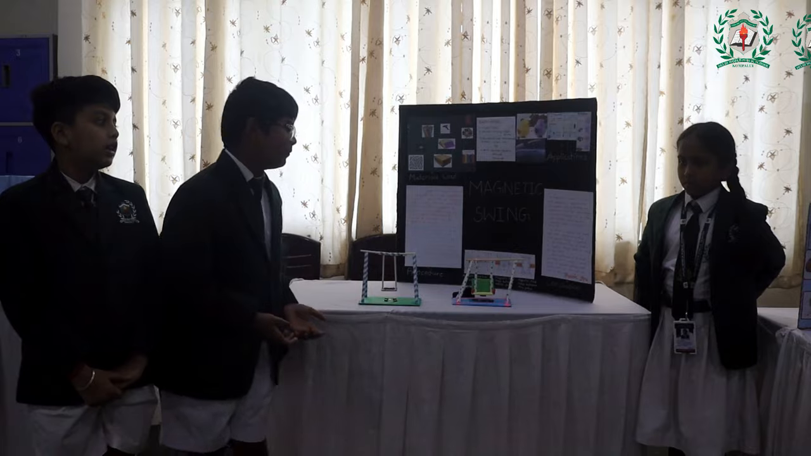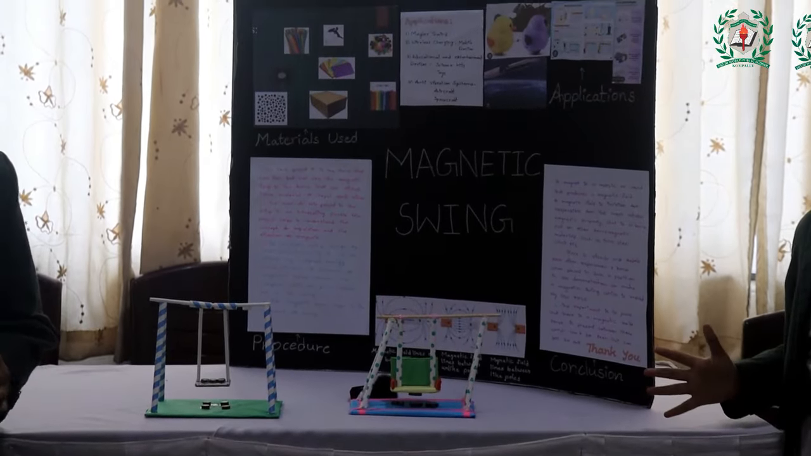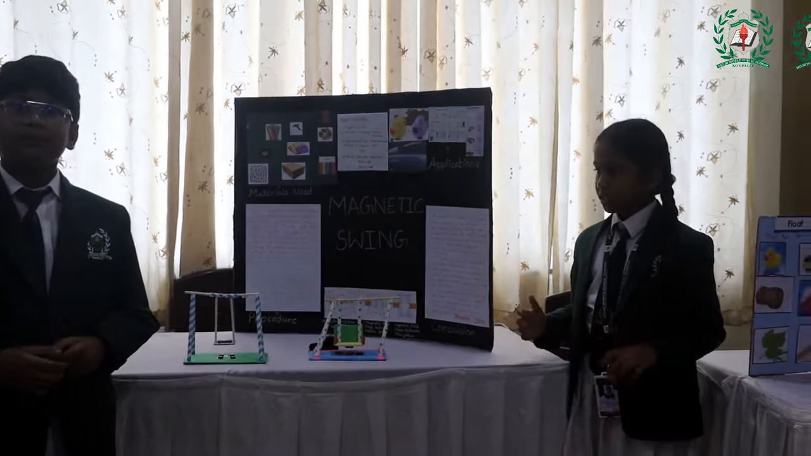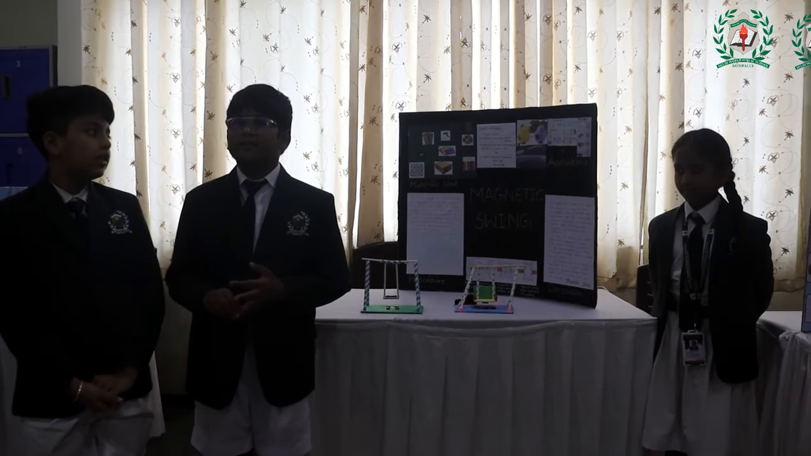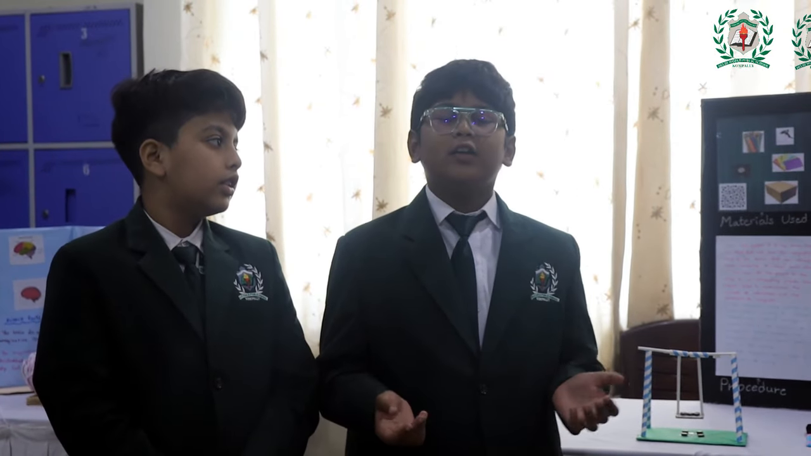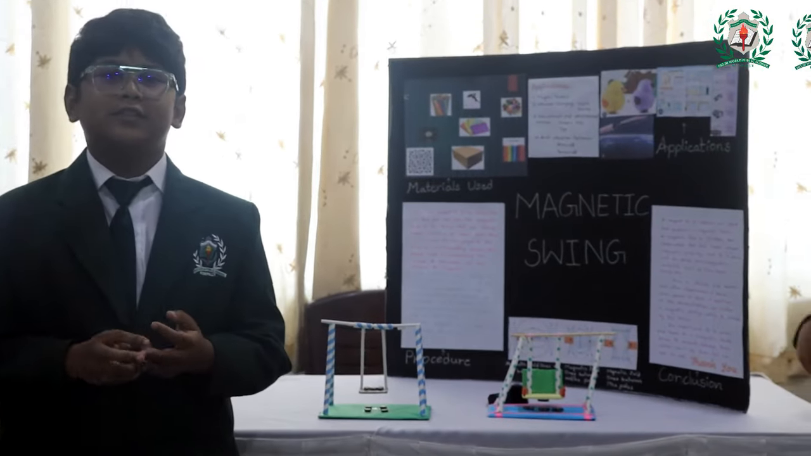Today our project is about the magnetic swing. The basic idea of this working model is that the similar poles of a magnet repel each other. The swinger moves using the force of magnets. It works with the help of magnets, and the swings move by the magnetic field. Magnets can push or pull each other without touching, which is called magnetic force.